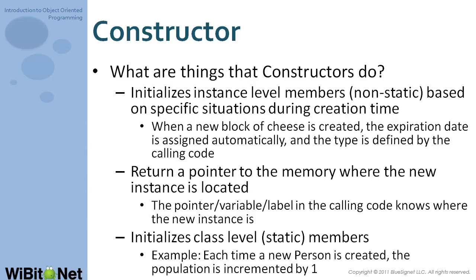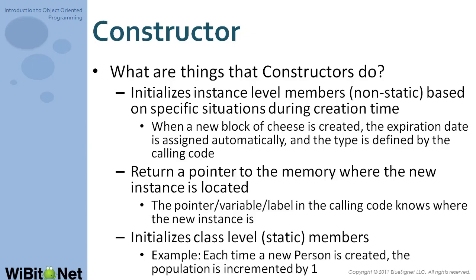So here's an example. When a new block of cheese is created, the expiration date is assigned automatically, and the type is defined by the calling code. So when we create a new block of cheese, we also initialize it with an expiration date. It also can return a pointer to the memory where the new instance is located.